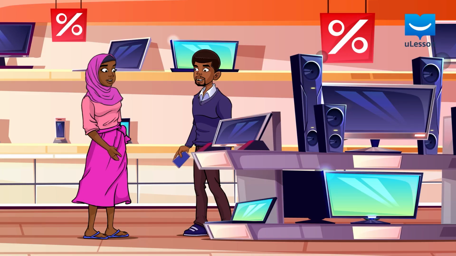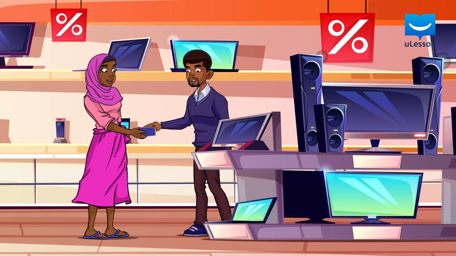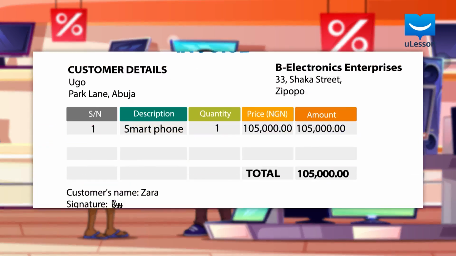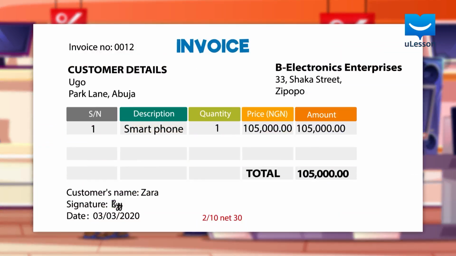On the 3rd of March 2021, he sold a smartphone for 105,000 naira to Zara. This sale was made on credit. He therefore issued an invoice to her before recording the transaction in the sales daybook.